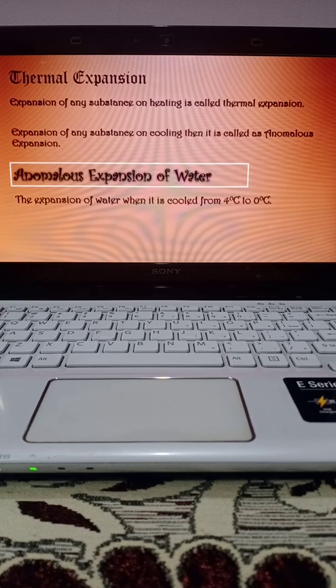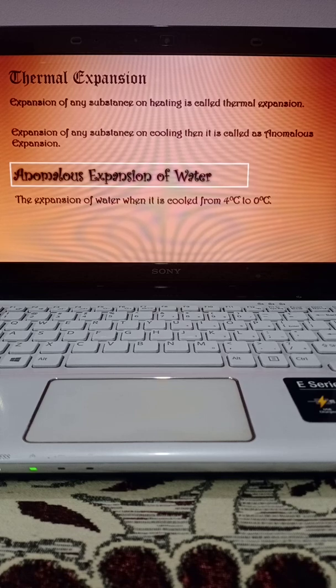So next we are going to see thermal expansion. After getting the heat energy, if any object is going to expand, we say it as thermal expansion. But in the case of water, this expansion is very different in comparison to all other substances present. In the case of water, when we make it cold, instead of contracting, it expands. And this behavior of water is termed as anomalous expansion of water.